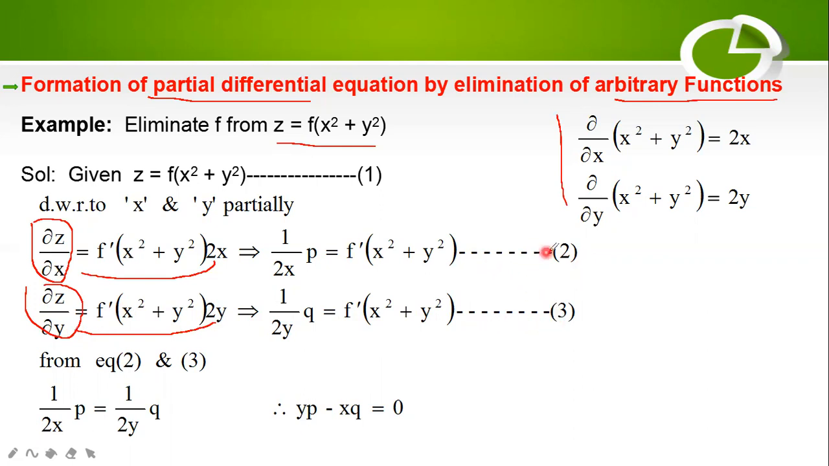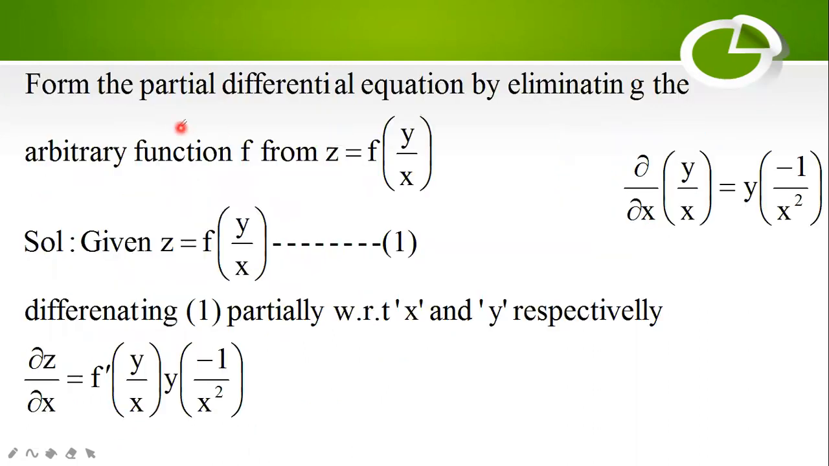Comparing these two equations, we are equating these two terms, that is 1 by 2x into p equals 1 by 2y into q. Cancel this 2, and multiplying, p into y equals q into x. Therefore, yp minus xq equals 0 is the required partial differential equation for the given equation.